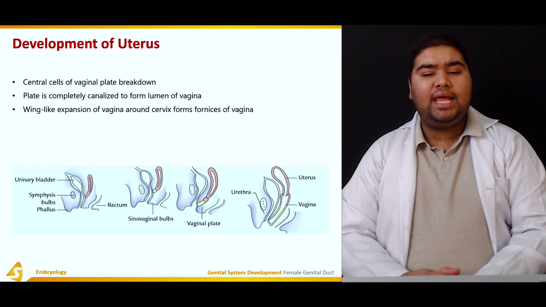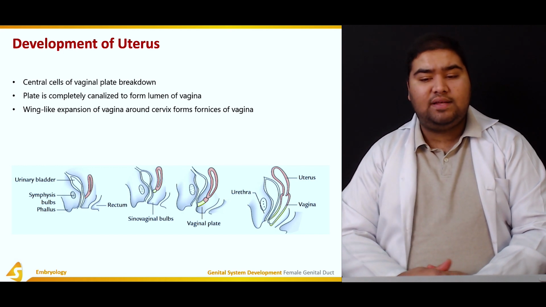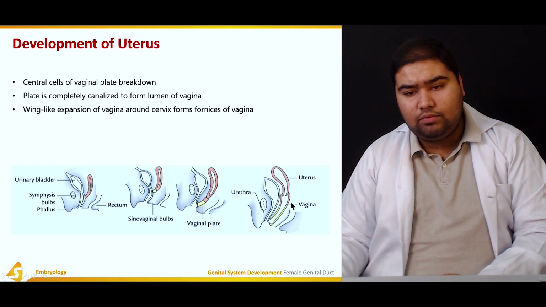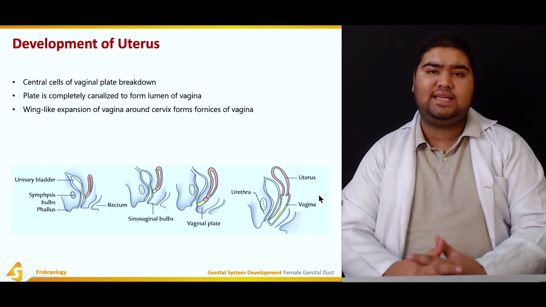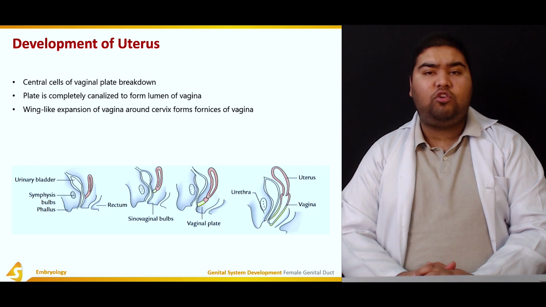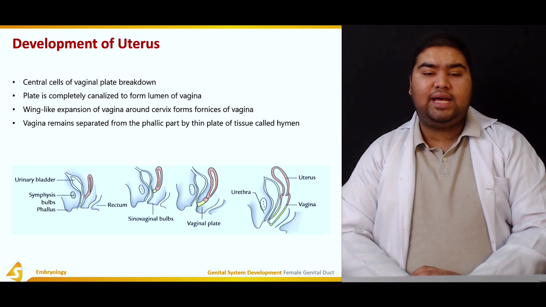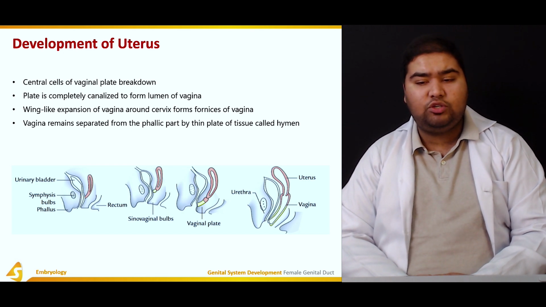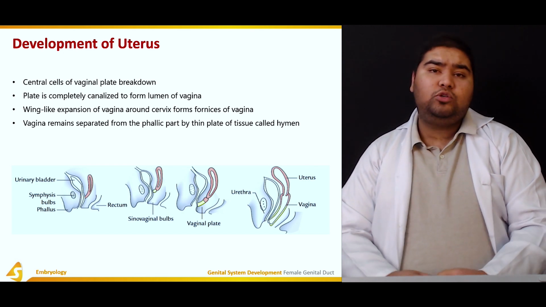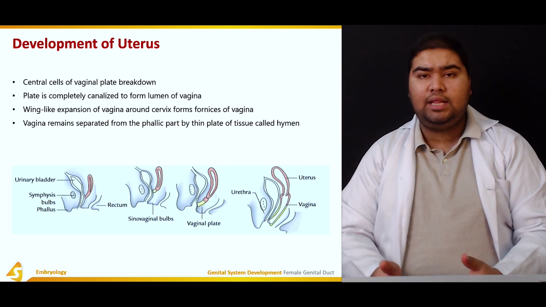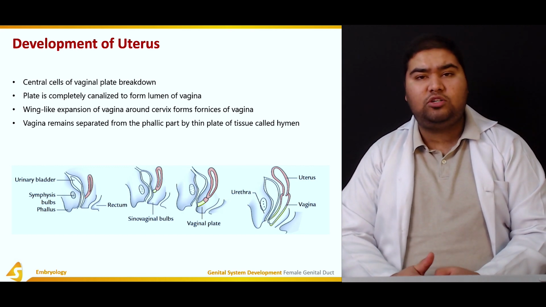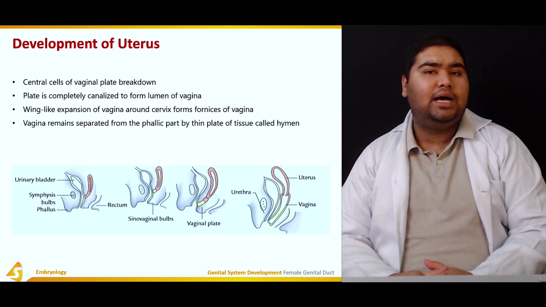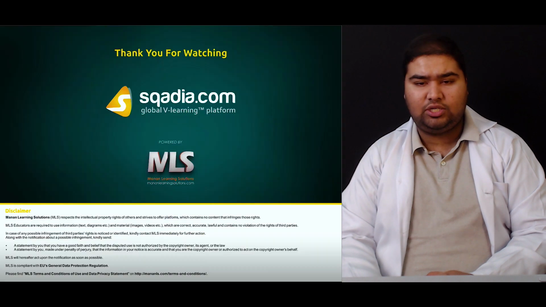There's wing-like expansion of the vagina around the cervix. Here you can see this wing-like expansion of the vagina around the cervix to form the fornices of the vagina. These are the fornices. The vagina remains separated from the phallic part by a thin plate of tissue which is known as the hymen. The partition between the vagina and the phallic part of the urogenital septum is known as the hymen, which is actually a thin membranous structure.